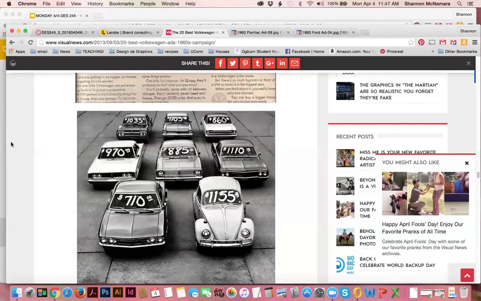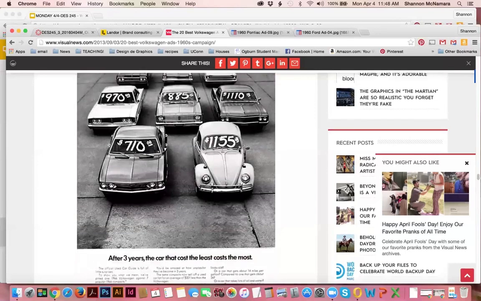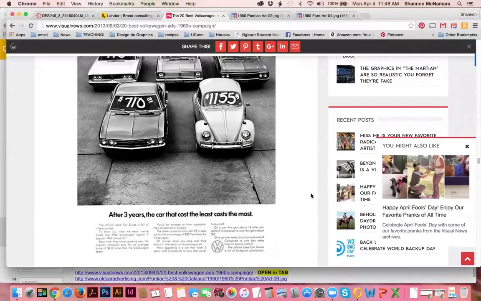And then this is where they finally got them: "After 3 years, the car that costs the least costs the most." So this is a used Volkswagen in a sea of all these other American cars that have completely depreciated. You bought this Volkswagen for less money in 1955 than this. Let's say this is a Ford, I have no idea what it is. The Ford cost you 3 times as much, and now it's worth $400 less. They knew what they were doing at DDB, at that ad agency.